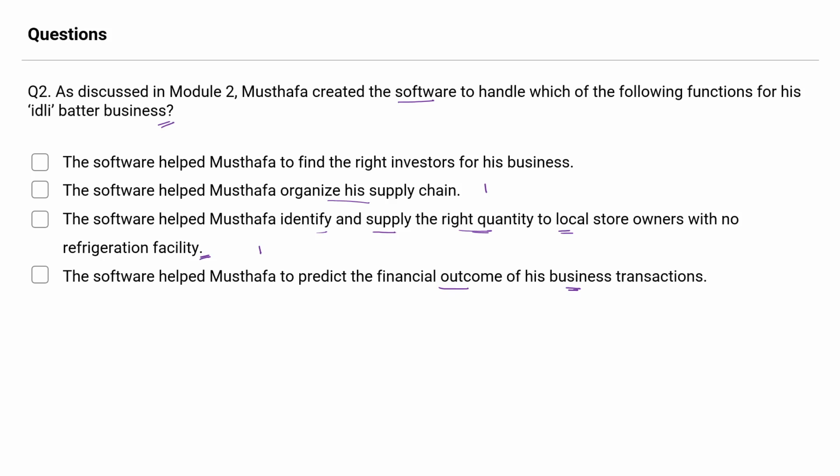Here we are understanding the need of developing a software, or how the software came in handy in Mustafa's case. The options are to find the investors, to organize supply chain, to identify and supply the right quantity, and then to predict the financial outcomes. So, why do you think it is option B and C? Can you please help me understand your point of view?